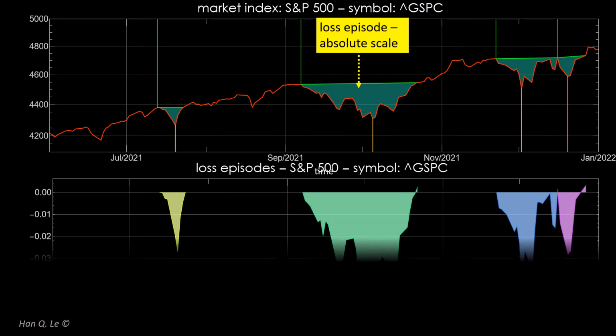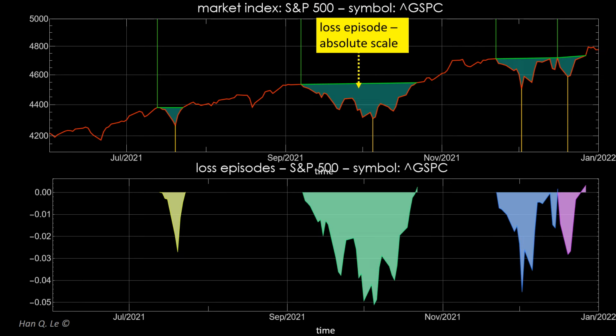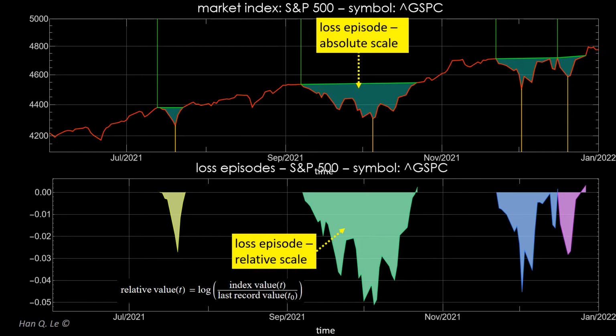A loss episode can also be plotted on a relative scale. The down value of the index is calculated relative to the preceding record. Hence, different loss episodes can be compared based on the relative magnitude.